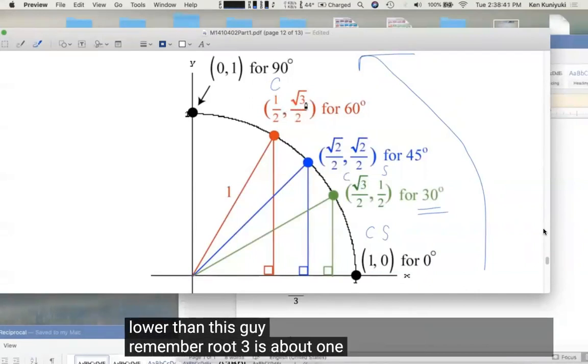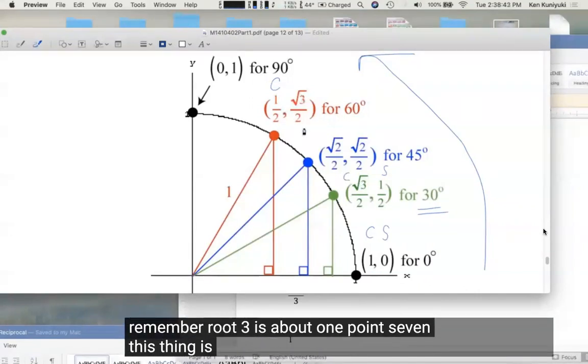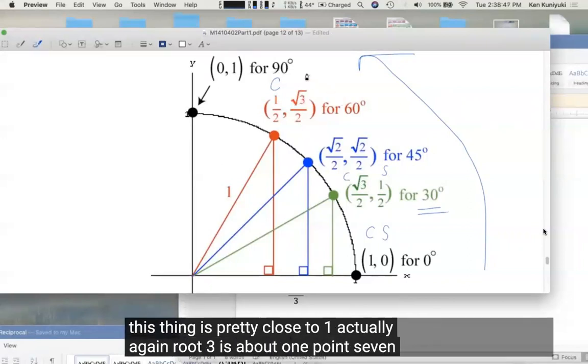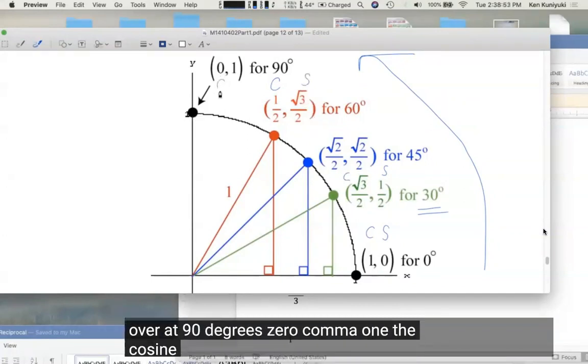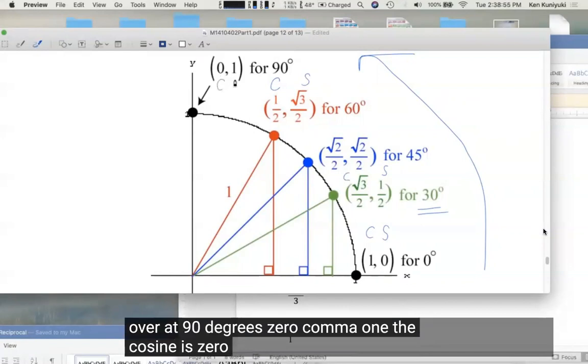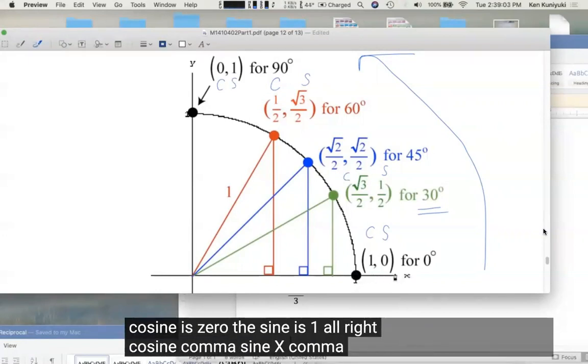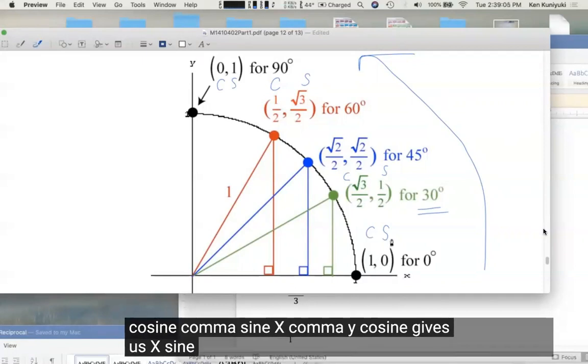Remember, root 3 is about 1.7. This thing is pretty close to 1, actually. Over at 90 degrees, (0, 1), the cosine is 0, the sine is 1. All right, cosine, sine, x, y. Cosine gives us x, sine gives us y.